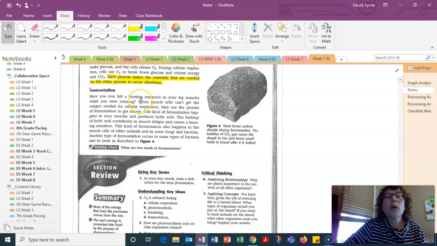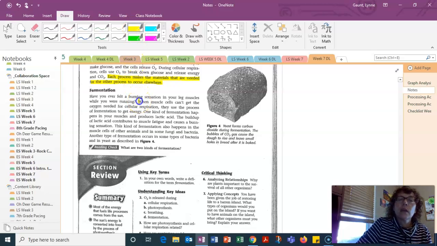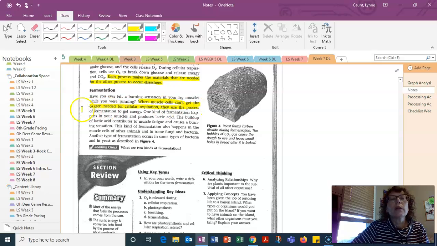So we're going to highlight one sentence in this paragraph, and it's the one that says, when muscle cells can't get the oxygen they need for cellular respiration, they use the process of fermentation to get energy. So get your highlighter tool. Yellow is fine. When muscle cells can't get the oxygen needed for cellular respiration, they use the process of fermentation to get energy, because fermentation does not need oxygen.